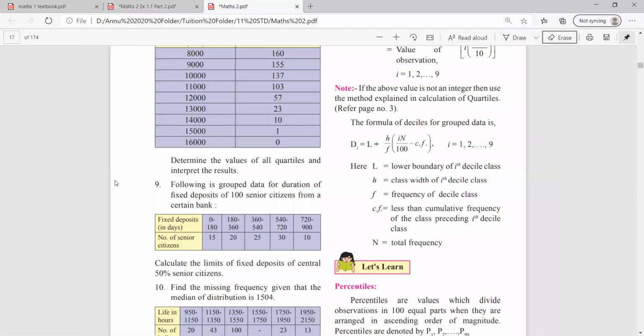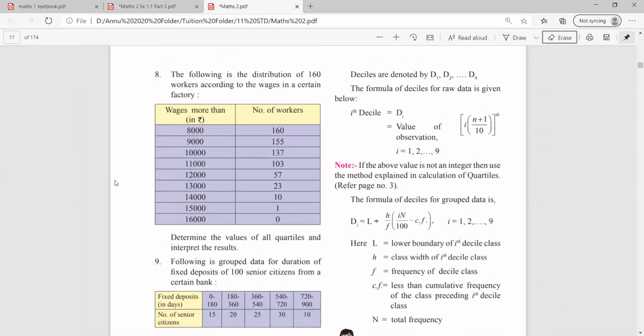So I hope you all have followed all the three sums. Now coming to sum number 8. The following is the distribution of 160 workers according to the wages in a certain factory. Now here, as you can see class, the heading is wages more than. Can you all see over here? And also if you observe, the number of workers is continuously falling. Can you see 160, 155, 137, it is continuously dropping.